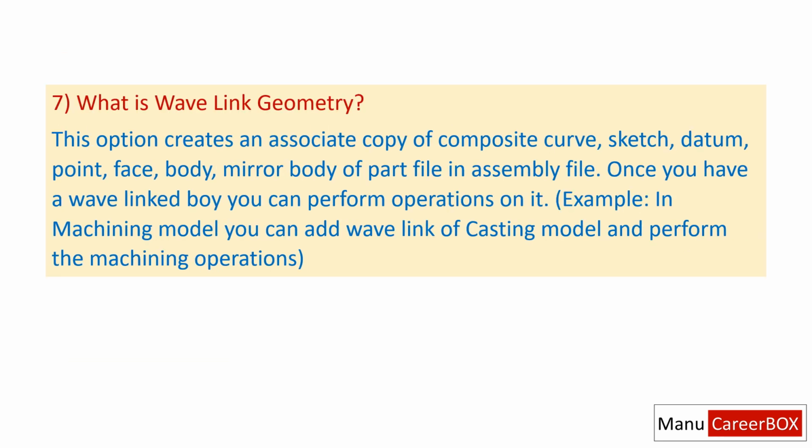7. What is wave link geometry? This option creates an associative copy of composite curve, sketch, datum, point, face, body, mirror body of part file in assembly file. Once you have a wave linked body, you can perform operations on it. Example, in machining model you can add wave link of casting model and perform the machining operations.